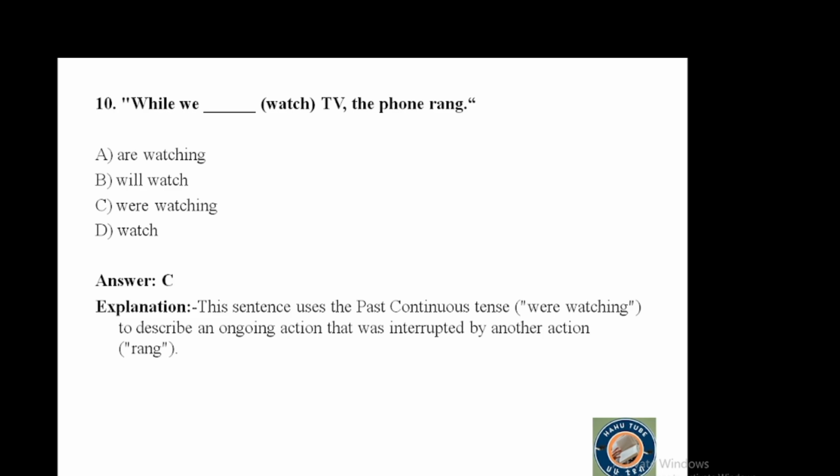Question number 10. While we blank, in the bracket watch TV, the phone rang. A. Are watching. B. Will watch. C. We're watching. D. Watch. The answer is we're watching. This sentence uses the past continuous tense, we're watching, to describe an ongoing action that was interrupted by another action, in this case, rang.